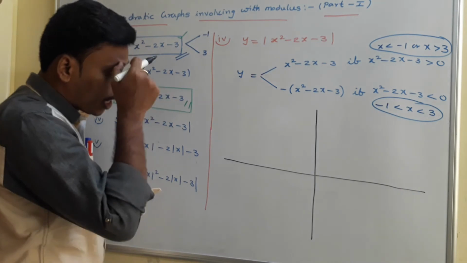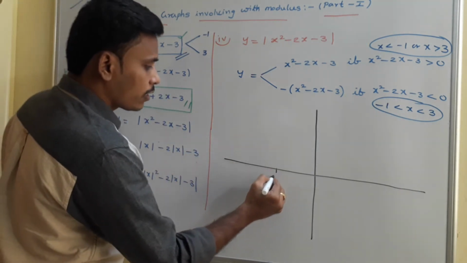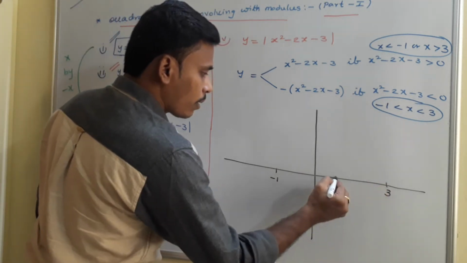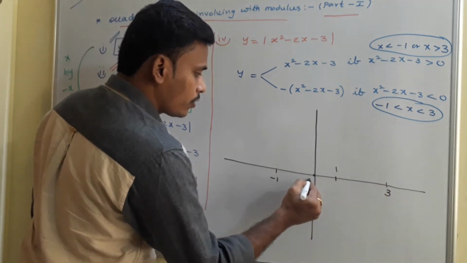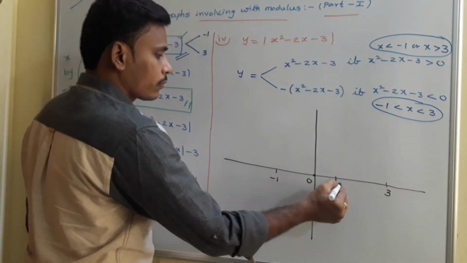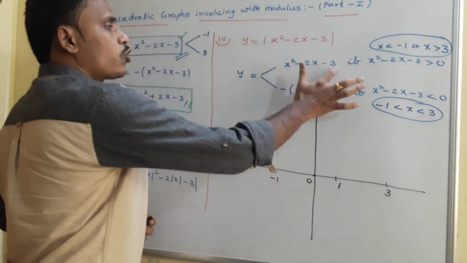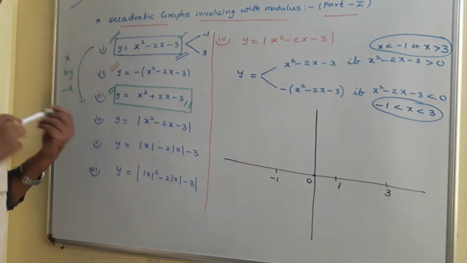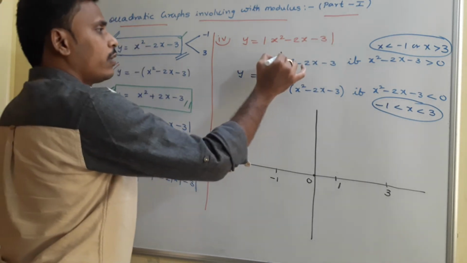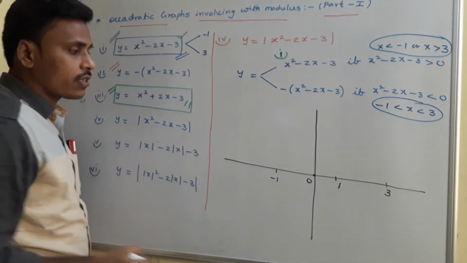Now I will identify all the points. What are the points? This is minus 1, okay, 1 root, and this is 3. Somewhere we have 1, and this is 0, okay. First of all, you just sketch the x square minus 2x minus 3. See that x square minus 2x minus 3 is simply nothing but the first graph only, right? This is the first graph, okay? You need to sketch the first graph. Already we discussed it, right?